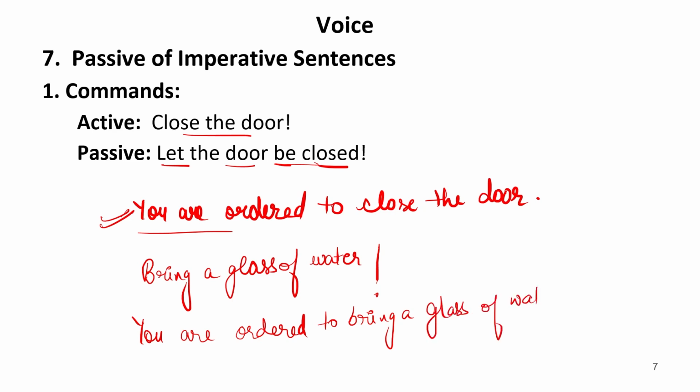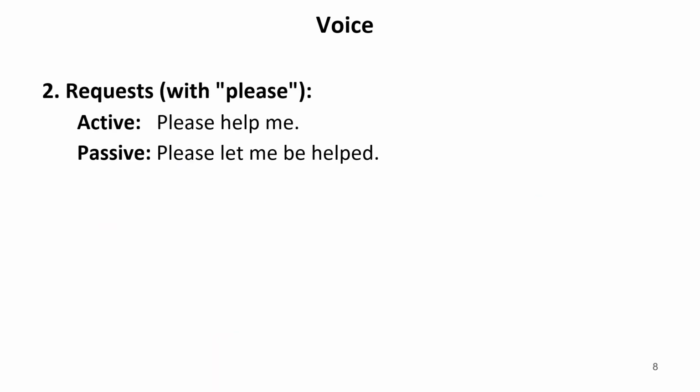We can use the word as it is given. For example, you are commanded, you are ordered, you are instructed, as per the sense of the sentence. Now let us see another, that is requests. So "please help me." Whenever we use please, that is just to request someone. Whenever we convert the sentence into passive voice, we have "please let me be helped," or we can say "you are requested."